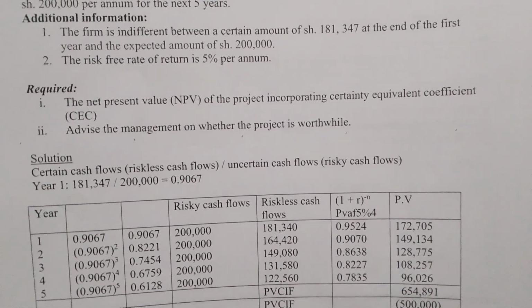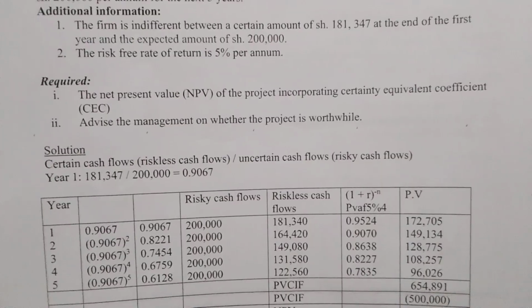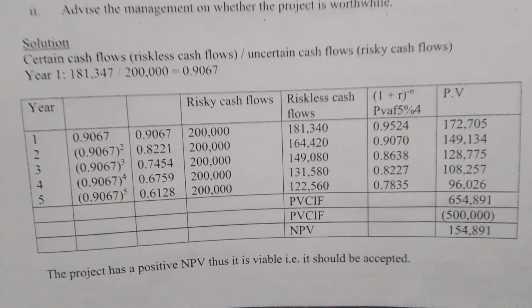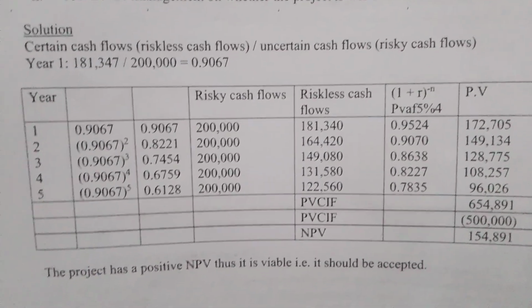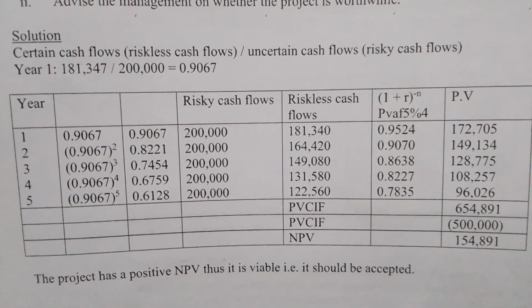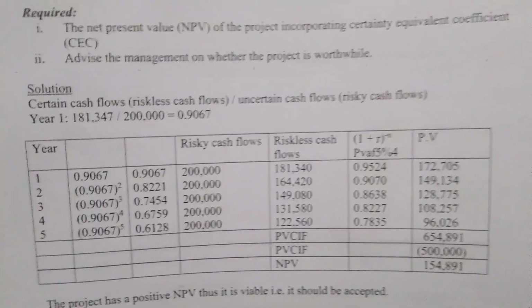Then we are calculating the net present value, incorporating the certainty equivalent, and then we advise. So I have explained everything else, and the solution is there. Finally, we got our answer as 154,891, a positive NPV.